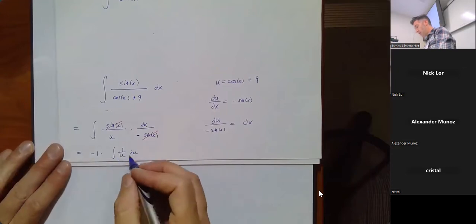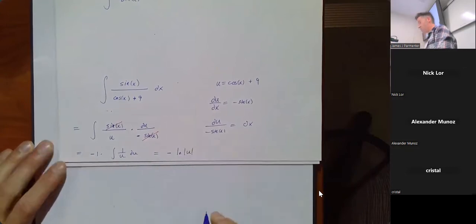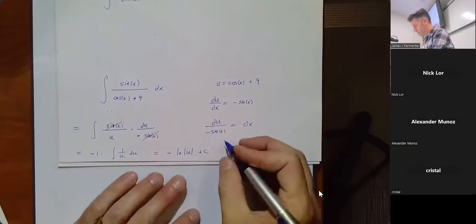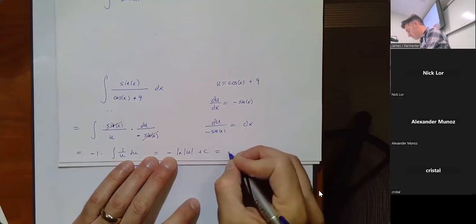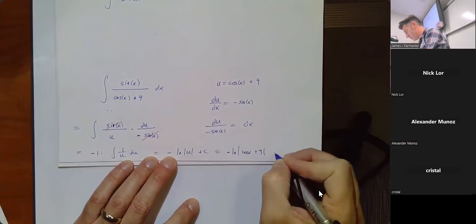So what's the antiderivative of 1 over u? Yeah, that's natural log of the absolute value of u plus c, and then we throw back in our u, which was cosine of x plus 9. So we get negative natural log of the absolute value of cosine of x plus 9 plus c.